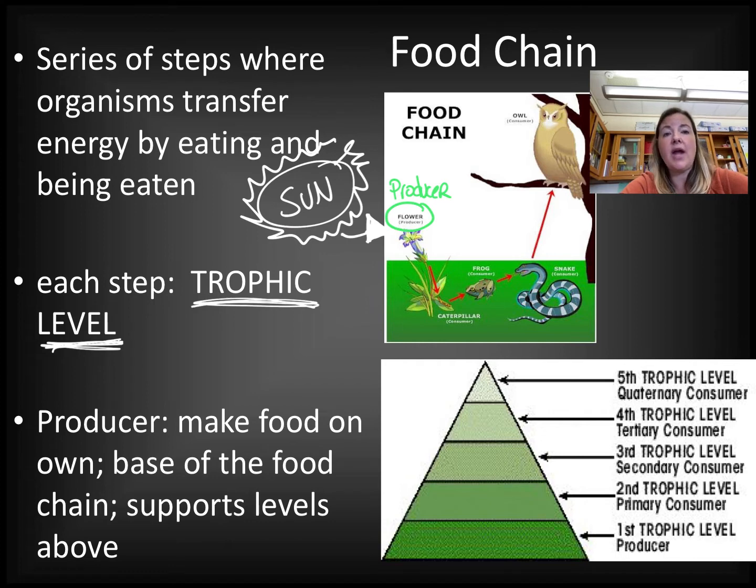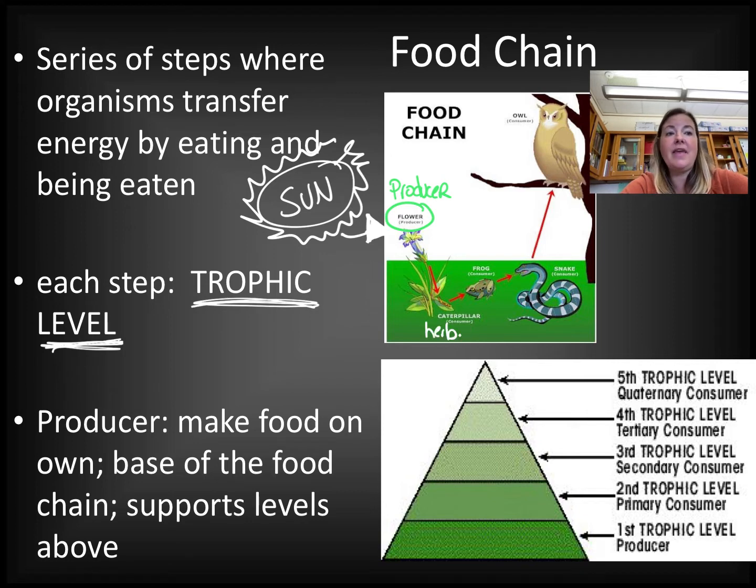They always get their energy either from the sun or from chemicals. So we can see in our food chain here that we start with a flower that's getting its energy from the sun. The flower is considered the producer, making its own food. The flower is then eaten by the caterpillar. The caterpillar would be considered a primary consumer and a herbivore.